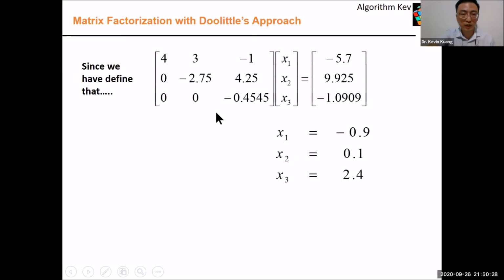And since we have defined the value of Y, and these are just what we obtained earlier, using the back substitution, we can obtain the values of X3, X2, and X1. And that's it. Now, in Doolittle's approach, there is actually another way to obtain the decomposition of the matrix A. And this is what we call the shortcut method by exploiting the results of the Gaussian elimination.